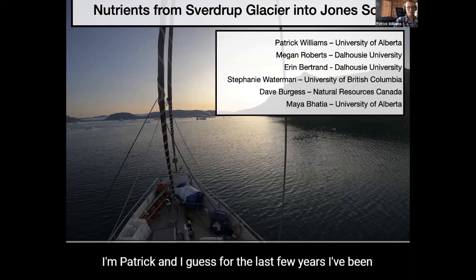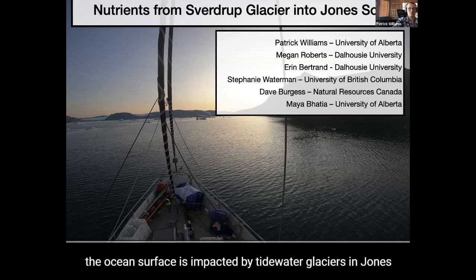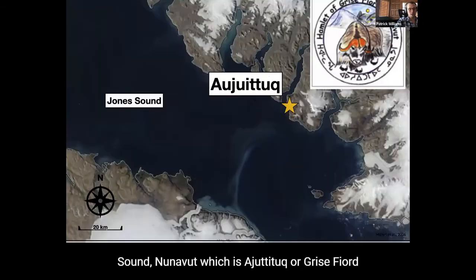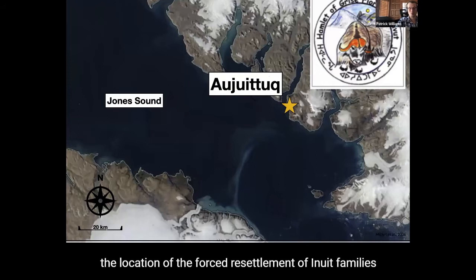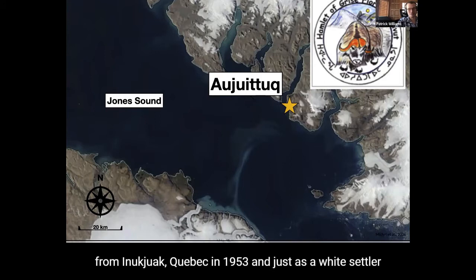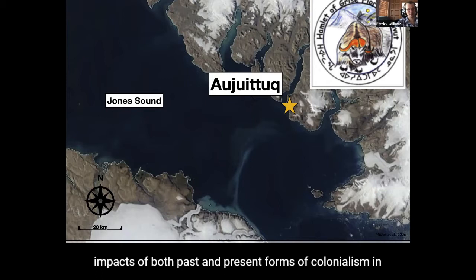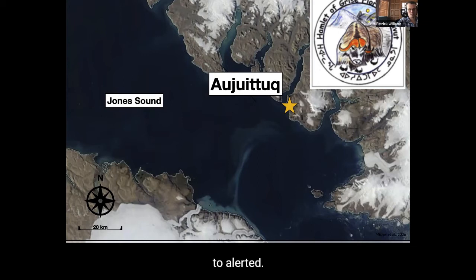Patrick, and I guess for the last few years, I've been looking at how the amount of nutrients at the ocean surface is impacted by tidewater glaciers in Jones Sound, Nunavut, which is near Ajuktatuk or Grise Fjord, the location of the forced resettlement of Inuit families from Inukjuak, Quebec in 1953. And just as a white settler working in Nunavut, I think it's important that we recognize the continued impacts of both past and present forms of colonialism in the North, as I'm discussing glaciers and the waters around Tularotit.